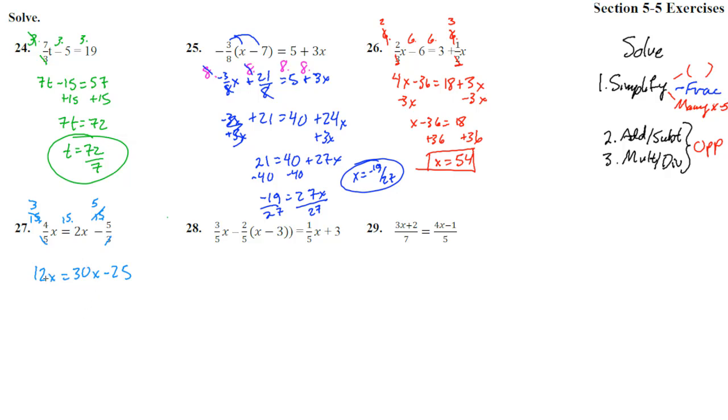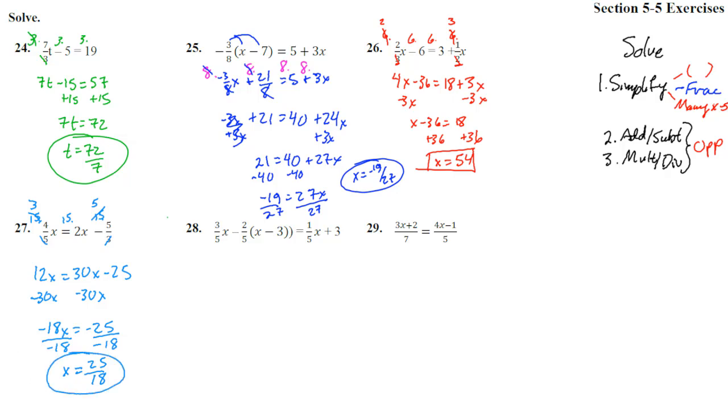Okay, many x's. Yes, let's get the x's together. So minus 30x from this side, minus 30x from this side. Get a negative 18x equals a negative 25. Divide by negative 18, divided by negative 18. X equals 25/18. Now notice we could have subtracted 12x from both sides and had a positive 18x over here. Then we would have added the 25 to the other side and had positive 25. Divide by positive 18 and that would have worked just fine.